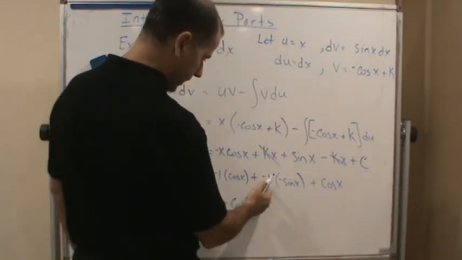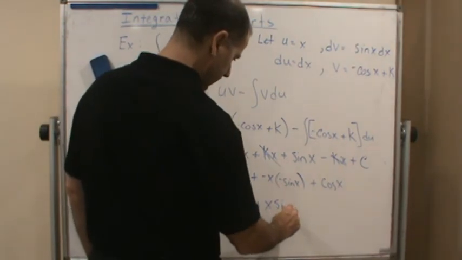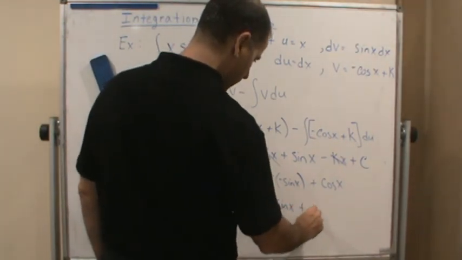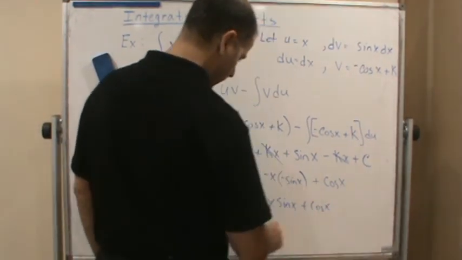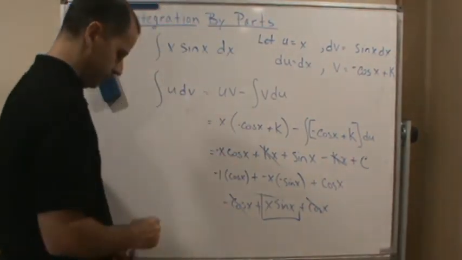So this negative cancels with that there, so that becomes plus. So I get x sine x here plus cosine x. But this cosine x cancels with this cosine x, and I get what I started with.